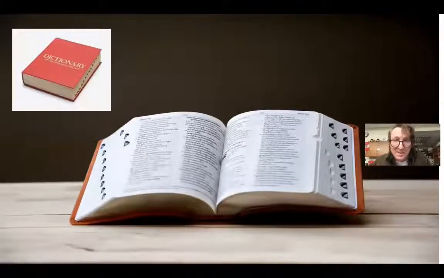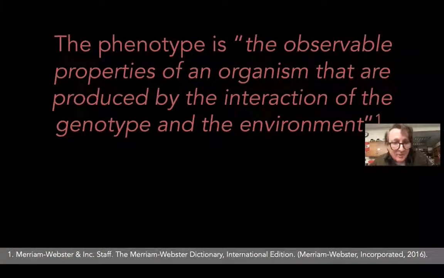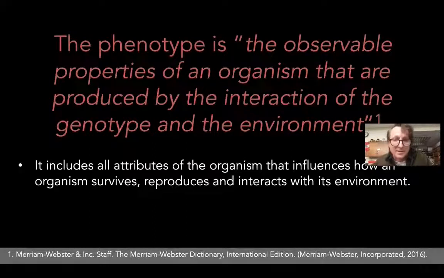All right, so let's step back, big picture. Let's go to the dictionary. And in particular, if we look at what a trait is, a trait can be formally defined in terms of what a phenotype is. So we have to understand what a phenotype is. The definition of a phenotype is an observable property of an organism that's produced by the interaction between the genotype and the environment, right? So when we study traits, we're really studying the phenotype. And the phenotype is a constellation of traits, right?